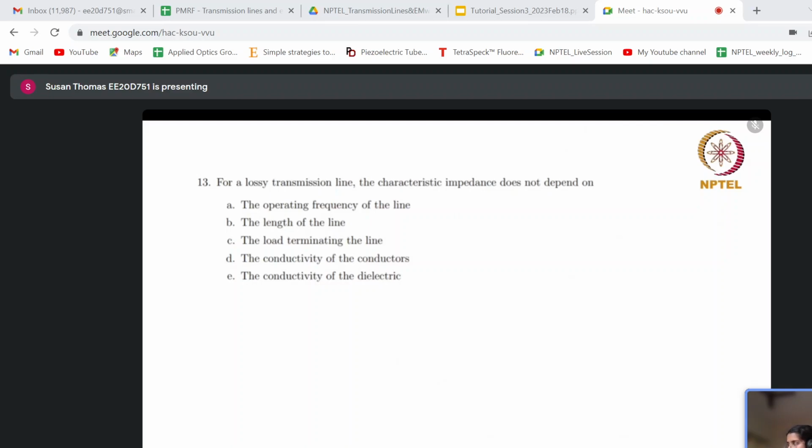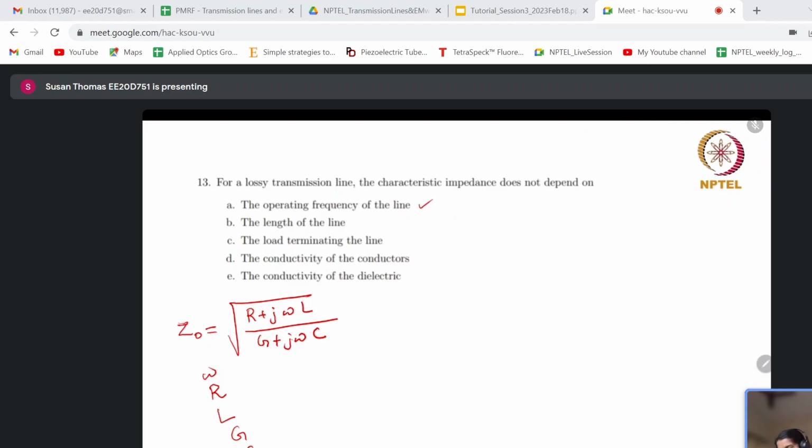For a lossy transmission line, the characteristic impedance does not depend on... When I say lossy transmission line, what is the characteristic impedance equation? It is the square root of (R plus j omega L) divided by (G plus j omega C). So it depends on R, L, G and C, and also on omega, that is the angular frequency. So it depends on operating frequency.